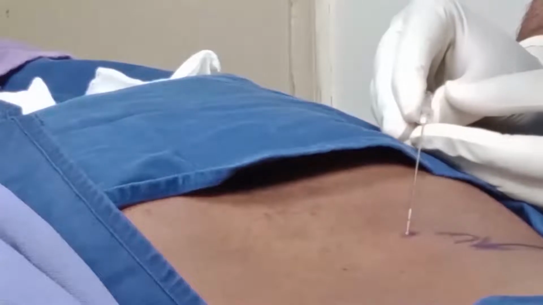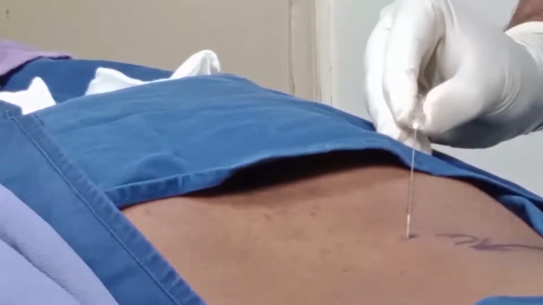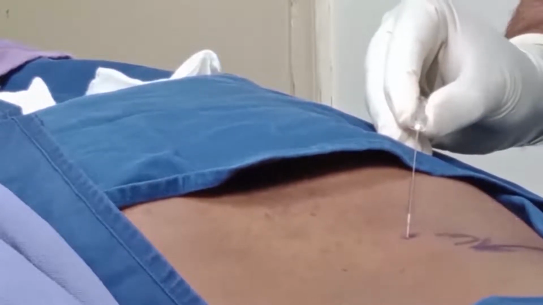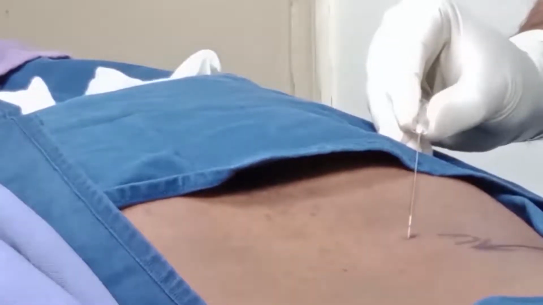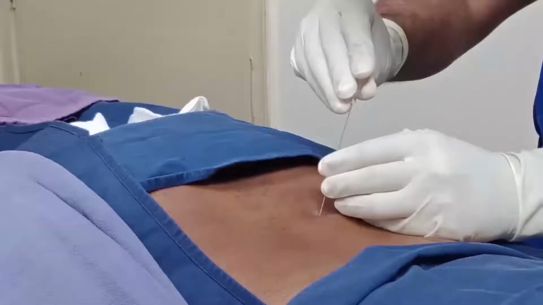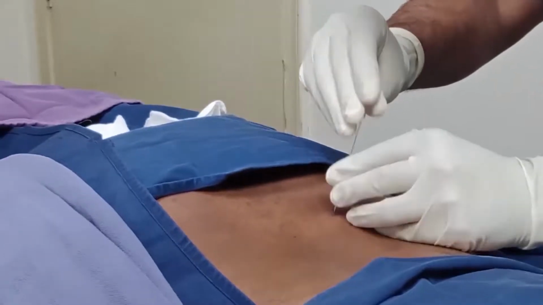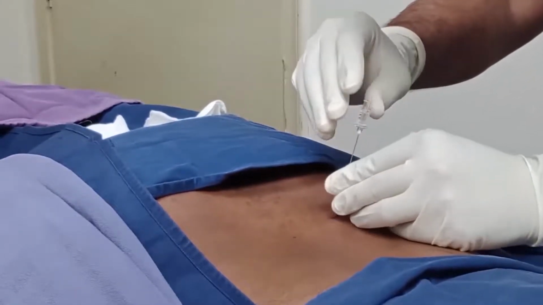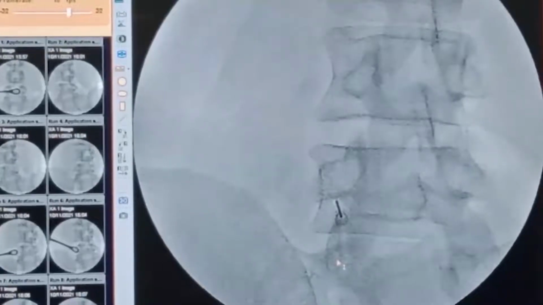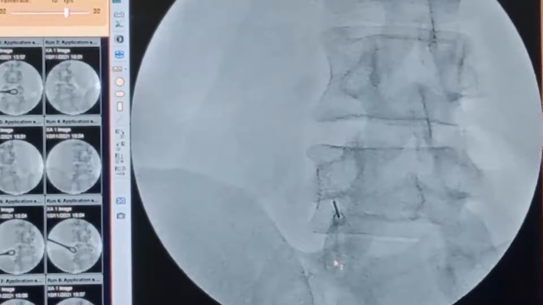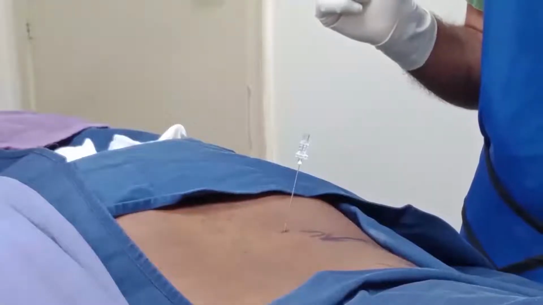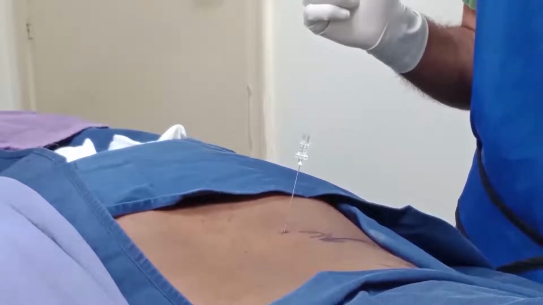A 10 centimeter long echogenic needle with the blunt tip is used. The needle is passing through the same insertion point which was marked earlier. The needle is advanced in the tunnel view, in line with the beam of the X-ray, ensuring that the tunnel view is achieved.